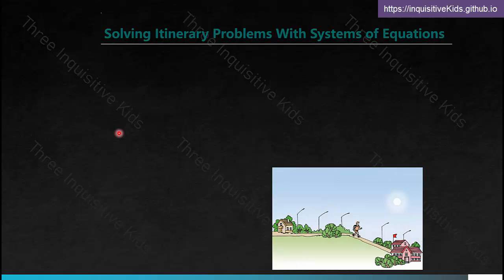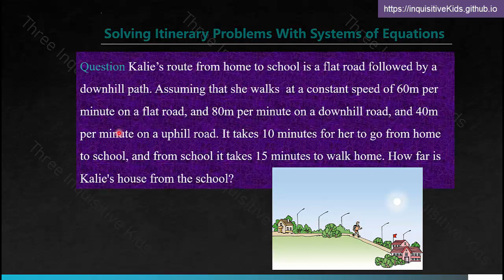Okay, now we're going to solve itinerary problems with systems of equations. Kaylee's route from home to school is a flat road followed by a downhill path. Assuming she walks at a constant speed of 60 meters per minute on a flat road, 80 meters per minute on a downhill road, and 40 meters per minute on an uphill road, it takes 10 minutes for her to go from home to school, and from school to home, it takes 15 minutes to walk home. How far is Kaylee's house from the school?